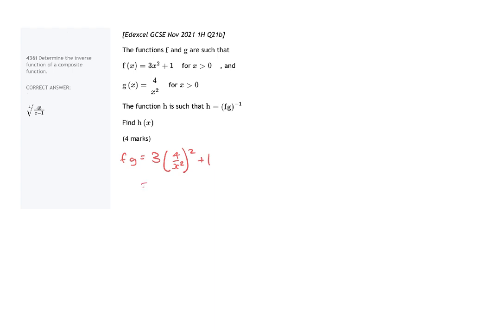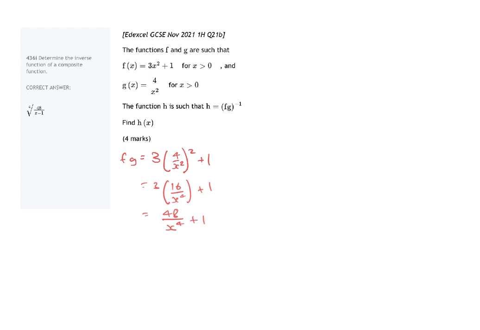Let's deal with the square of the bracket first of all. So I've got 3 multiplied by 4 squared, which is 16, and x squared to the power of 2 is x squared times x squared, which is x to the power of 4. And then I have plus 1. 3 times 16 is going to be 48, so that gives me 48 over x to the 4 plus 1, and that is my f of g.